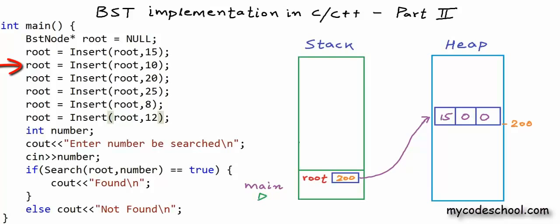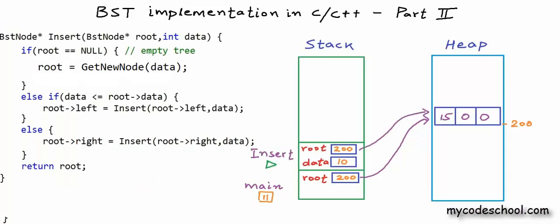Once again, execution of main will be paused and a stack frame will be allocated for execution of insert. Now this time for the insert call, root is not null, so we will not go inside the first if. We will access the data field of this node at address 200 using this pointer named root in the insert function, and we will compare it with this value 10. 10 is lesser than 15, so we will go to this line, and now we are making a recursive call here.